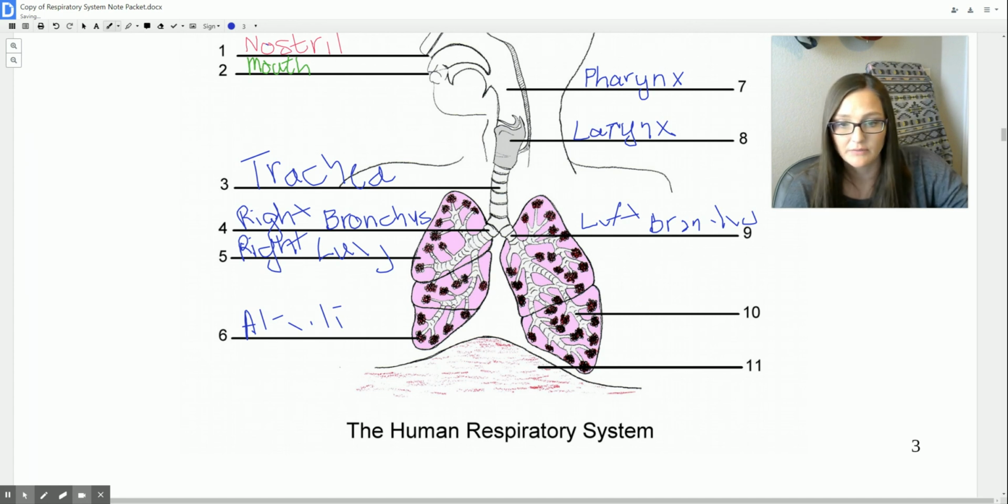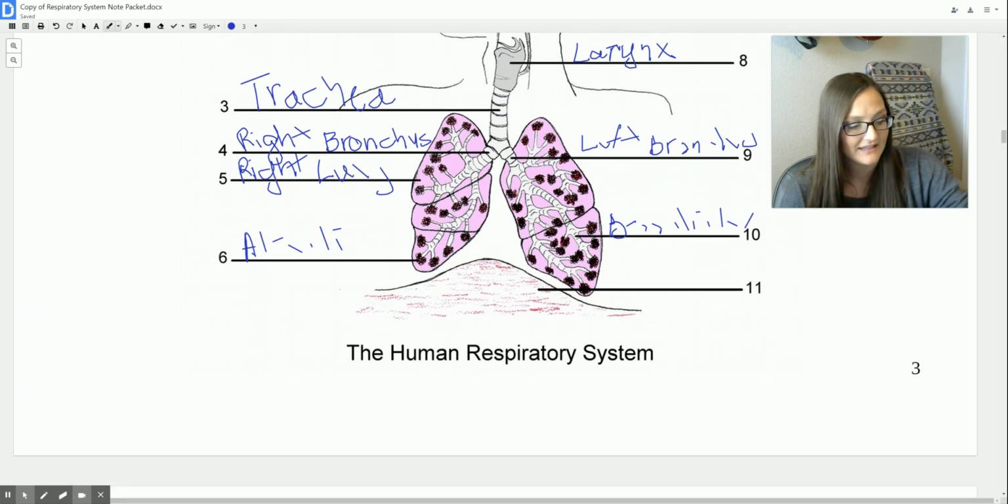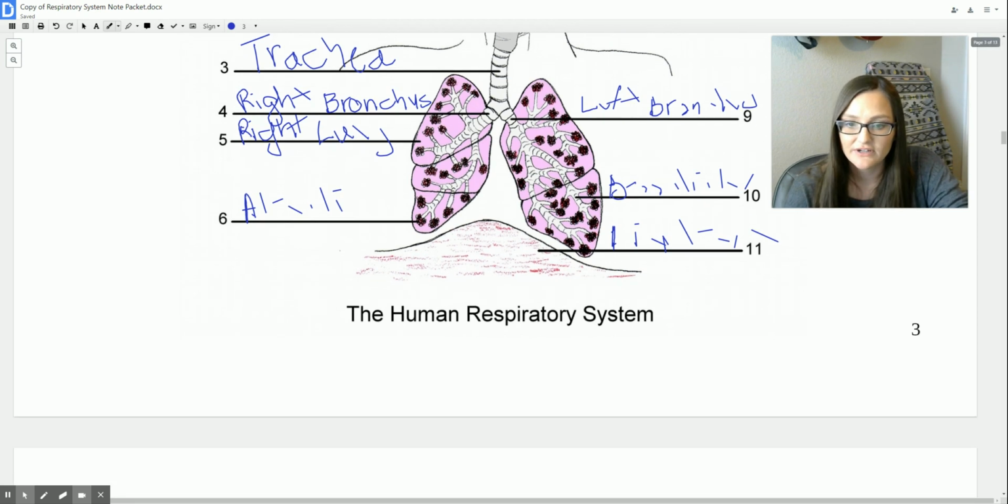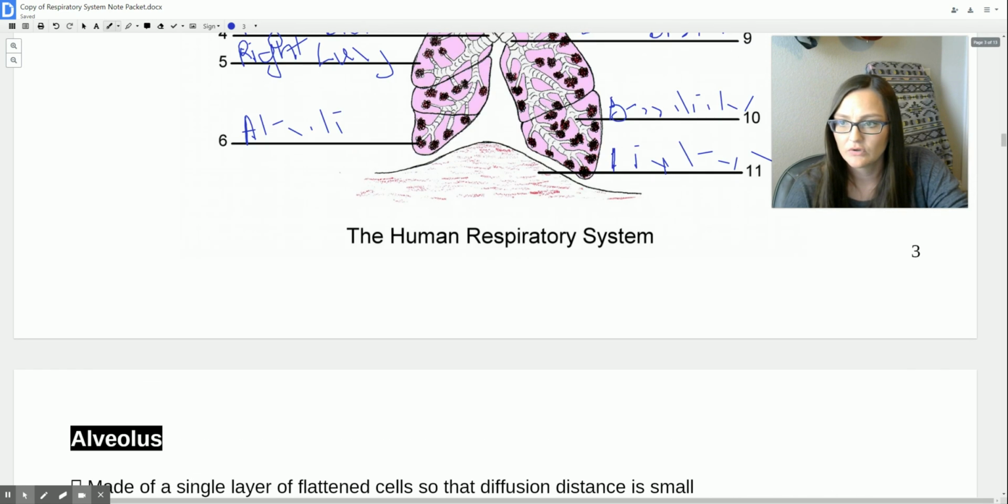I don't know why that's not showing up. Like, what is that? Okay. And then 11 is going to be your diaphragm. Why is none of this showing up? Nope, it looks like I just drew lines. Okay, so that's your diaphragm. Let's keep on going.